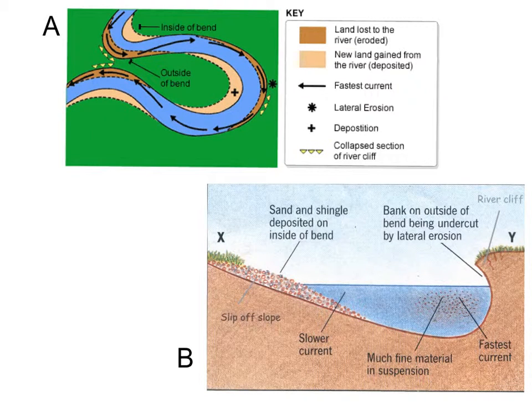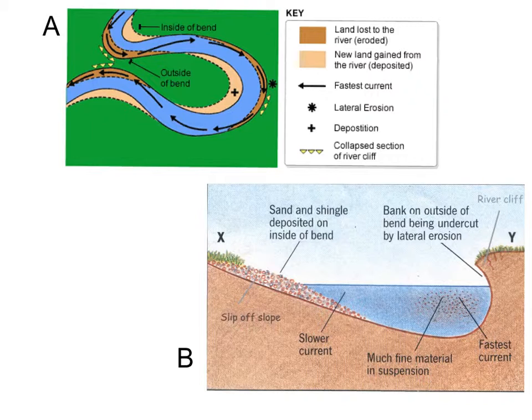Now really, both diagrams on this page just repeat what I've already said about the fast and the slow flow. Diagram A at the top there is the plan, the overhead view of a meander, and diagram B is what you call the cross section. You could be asked about meanders either from that overhead, that plan view, or from the cross section, so make sure you know both. But in both cases, outside of the bend, faster flow, more energy. Inside of the bend, slower flow, less energy.